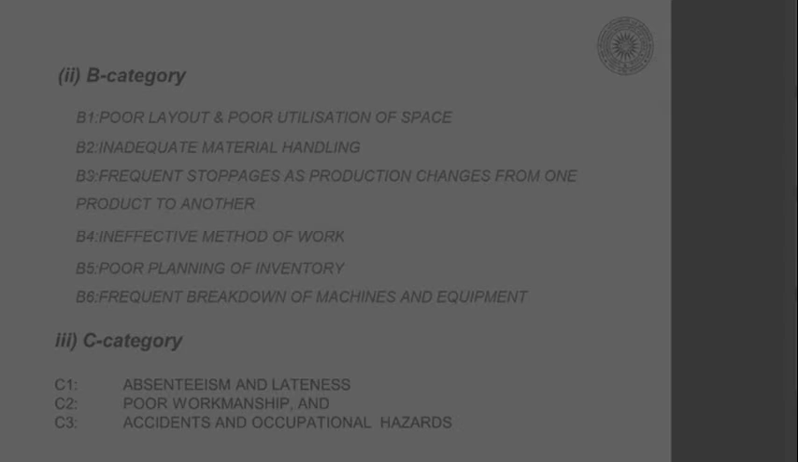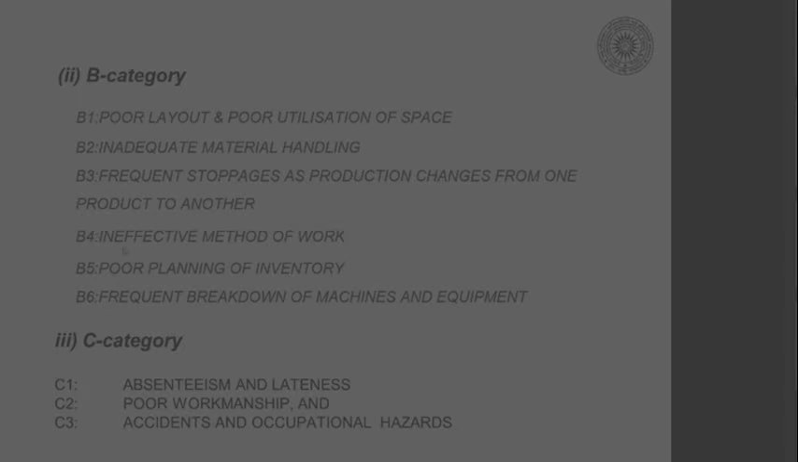Then B3 category is due to frequent stoppages of production, changes from one product to another product. So if we try to follow in between a particular type of production, there will be a change of layout, change of tooling, and change of people also sometimes. So it will fall under the B3 category.